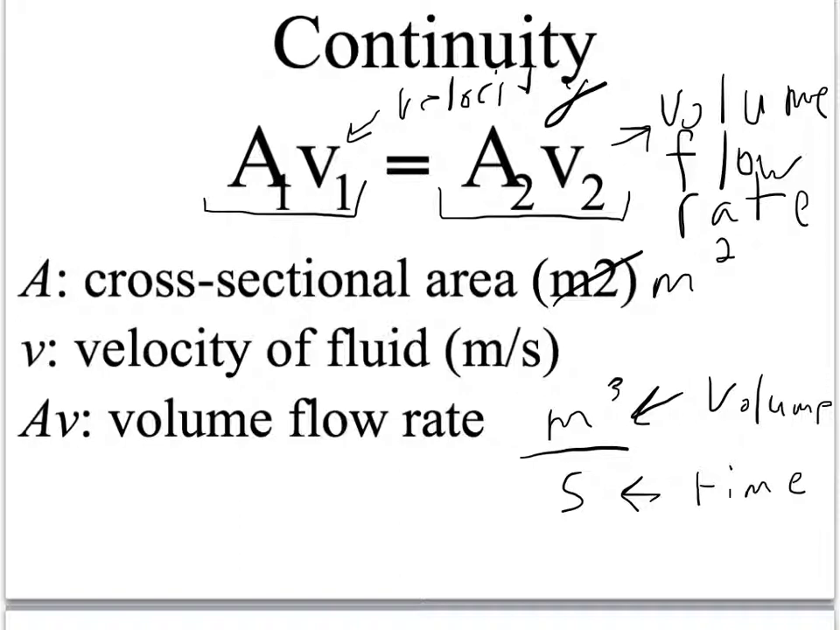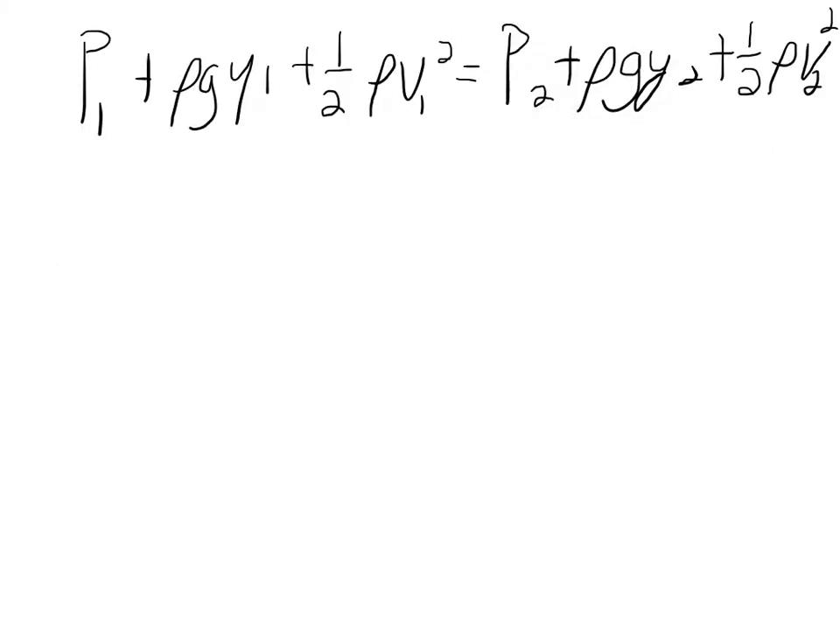That means that the volume flow rate on one side is equal to the volume flow rate on the other side. Principle of continuity. And then there's Bernoulli's equation, which is the pressure at one point plus the potential energy per volume at that point plus the kinetic energy per volume at that point equals the pressure at the second point plus the potential energy per volume at the second point plus the kinetic energy per volume at the second point.